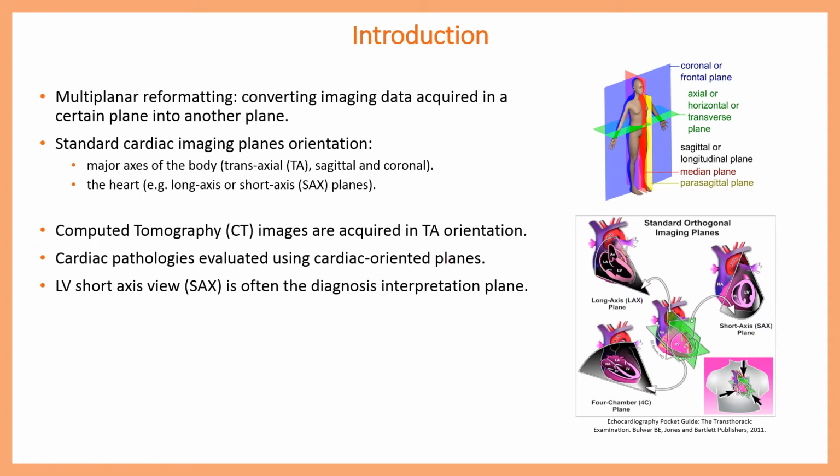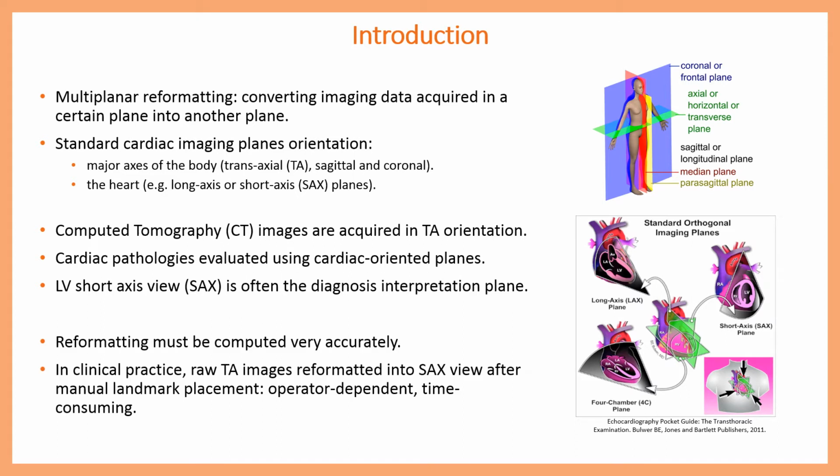CT images are acquired in transaxial orientation. However, cardiac pathologies are often evaluated using cardiac-oriented planes, and in particular, the left ventricle short axis view is often the diagnosis interpretation plane. Therefore, these interpretation planes and the corresponding reformatting must be computed very accurately.